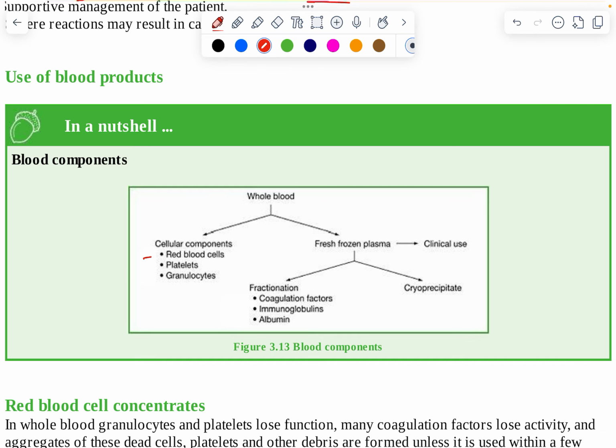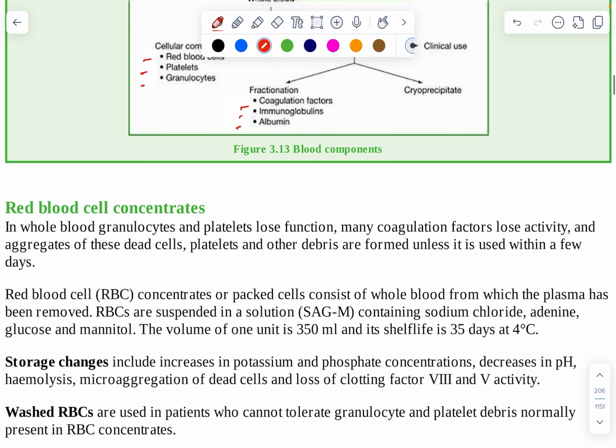Use of blood products. What are the components? These can be RBC, platelets, granulocytes, and plasma, that is fresh frozen plasma. Fractions include coagulation factors, hemoglobins, albumin, and cryoprecipitates. In stored whole blood, granulocytes and platelets lose their function, and many coagulation factors lose their activity.